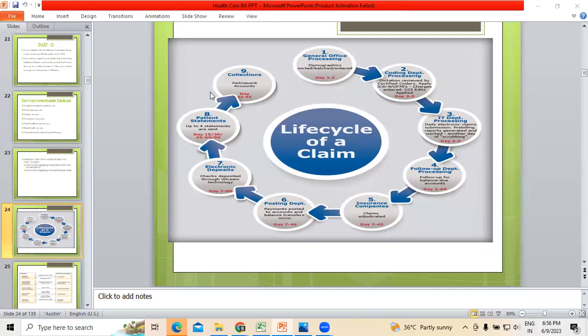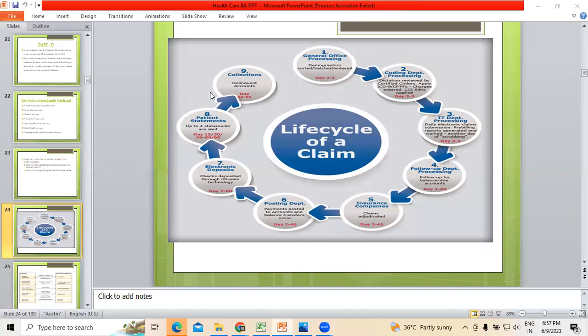Now coming back to the point in reference to the life cycle of a claim, the first one we call general office processing, where we must be knowing about the demographics. Depending on the kind of demographics the plan relates to, this will vary. So sorting out the data and everything will happen in the first level.